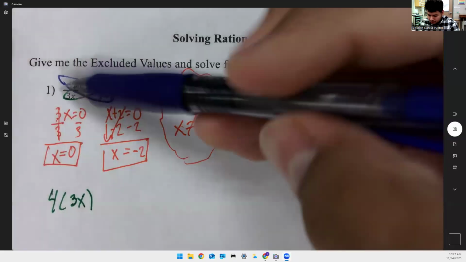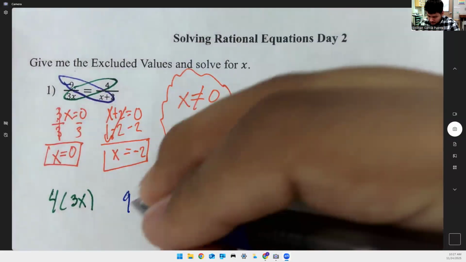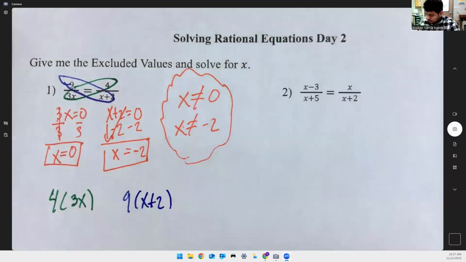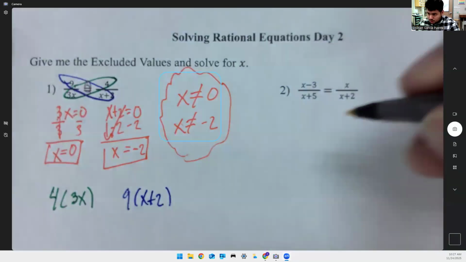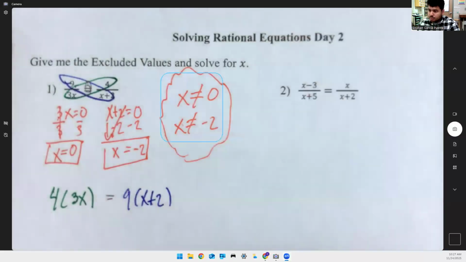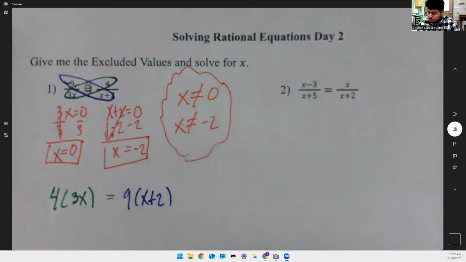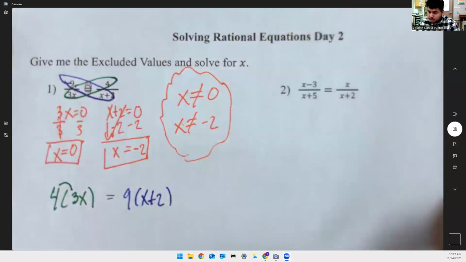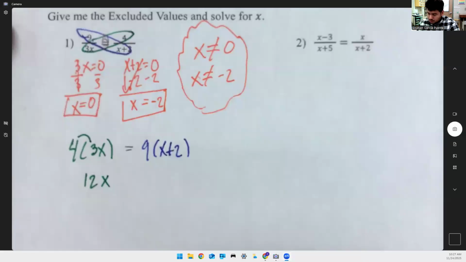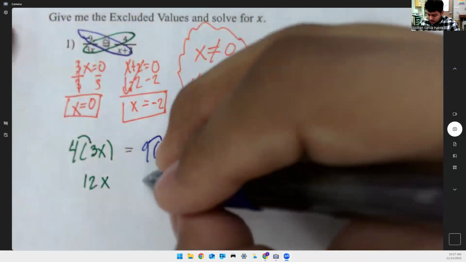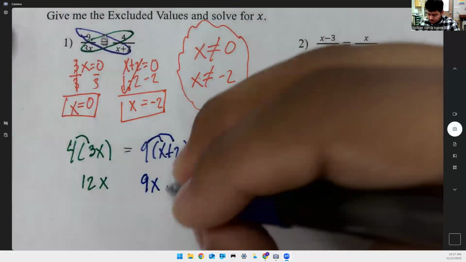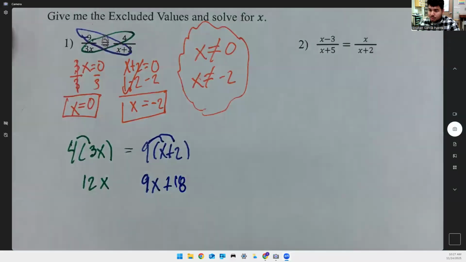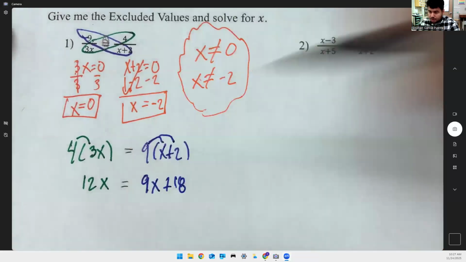And in the blue, I circled 9 and x plus 2. So I'll put 9 and x plus 2. Now, what's my symbol in between? It's an equals, so I'm going to keep an equal in between. And now just distribute. So what's 4 times 3x? It's just going to be 12x. On the right side, 9 times x is 9x, and 9 times positive 2 is 18. The symbol in between is an equal sign, so keep it an equal.